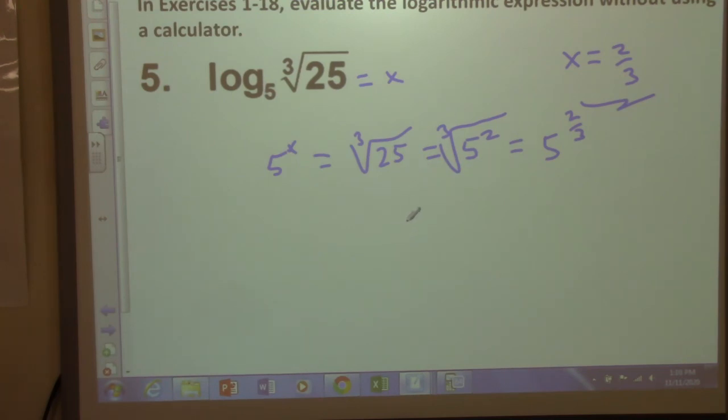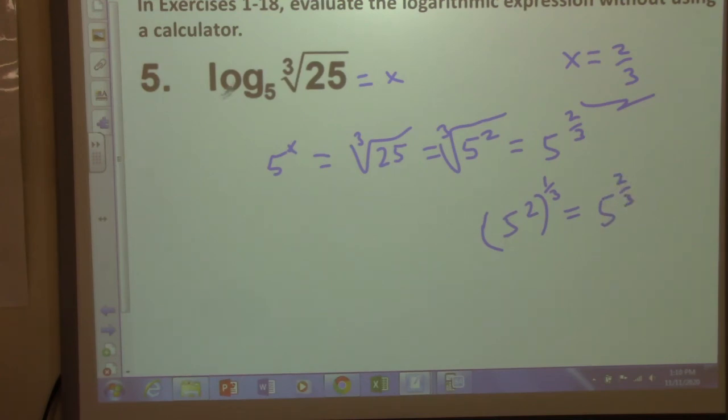Okay. Because you can rewrite this 25 as 5 squared. But this is to the power of 1/3. So what you really have is 5 squared to the power of 1/3. And then using power of a power, 2 times 1/3 is 5 to the 2/3.